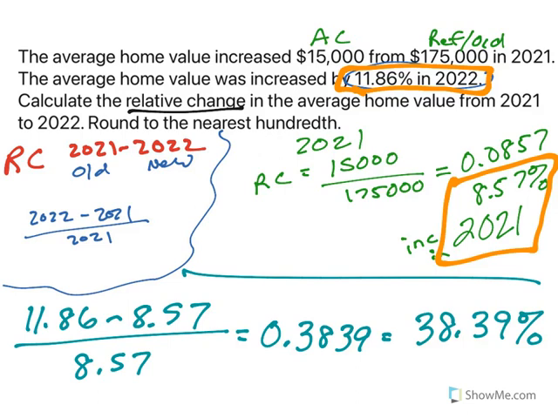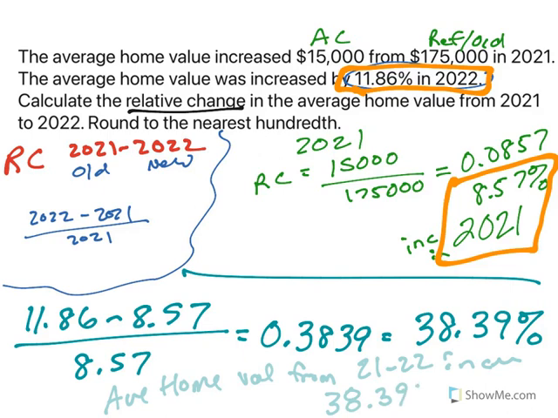38.39%. So that means we can say the average home values from 2021 to 2022 increased 38.39 percentage points. Percentage. That is percentage. Right? That's the idea of that particular problem.